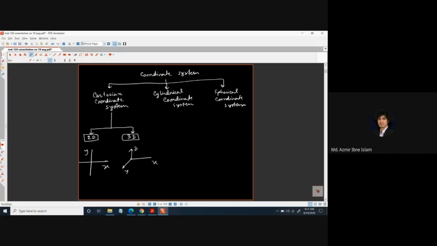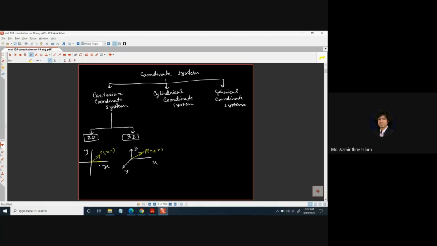And what do you mean by cylindrical coordinate system? Suppose we have a point here, that is x comma y. So the position of this point can be directed as a vector from origin. That means this is x distance and this is y distance, then we are getting this point. So that means any point that is either in two dimension or in three dimension can be directed from origin, and we can easily find the position of that point.